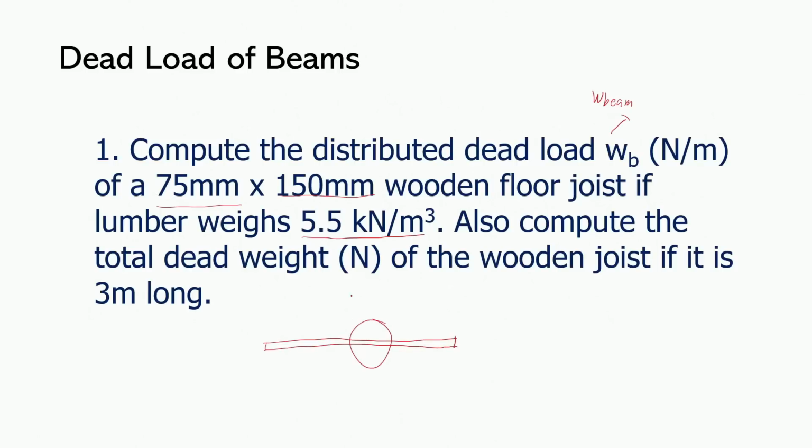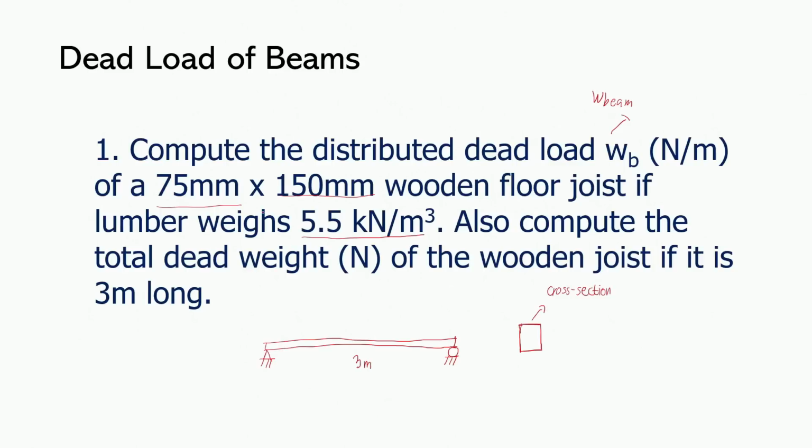Napagpasensyahan nyo na yung drawing ko kasi wala akong ruler dito. Hindi kasi to one note. So let's say we have this beam, and then this is 3 meters. Now usually yung beams natin are simply supported. So let's just say merong hinge dito, and then dito merong roller. Now, if dito tayo mag-view, yung cross-section yung tinitingnan natin, the beam will look like this. This is the cross-section of the beam.